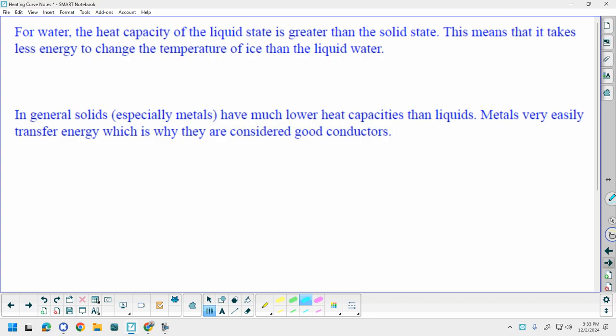In general, solids, especially metals, and again, this applies to everything, not just water, but all substances, have much lower heat capacities than liquids. Metals like iron or copper have very low heat capacities, meaning that they very easily transfer energy and are considered good conductors of thermal energy.